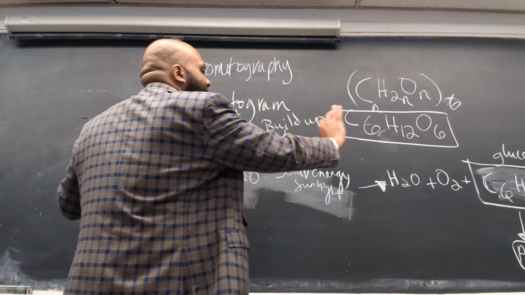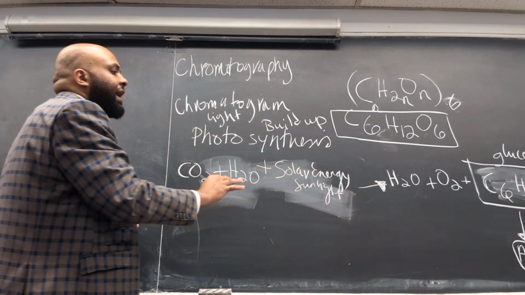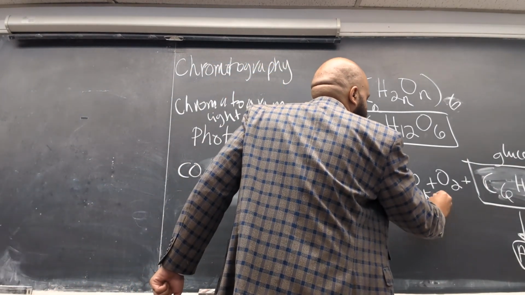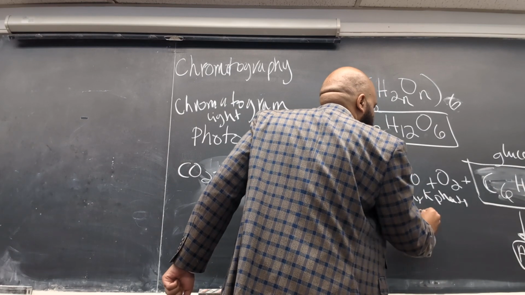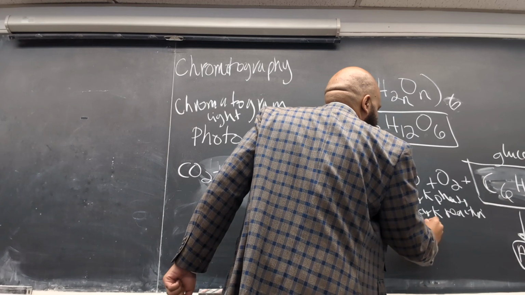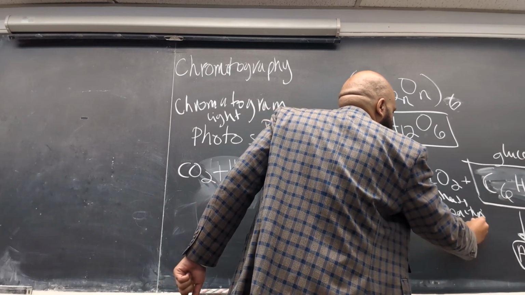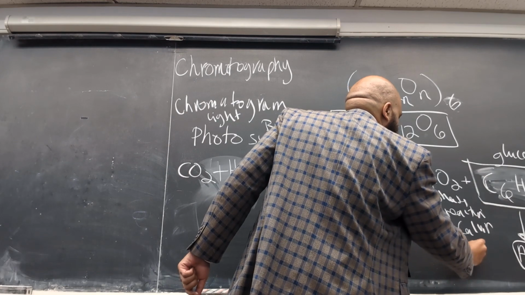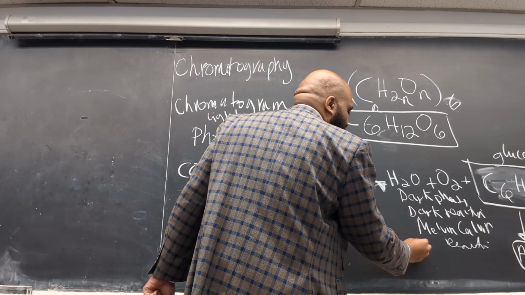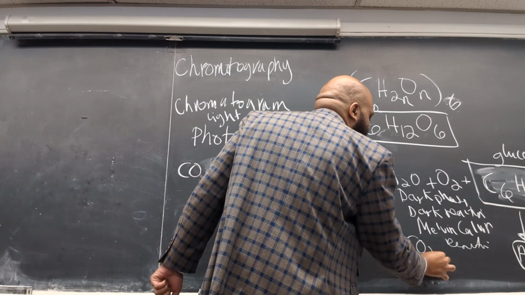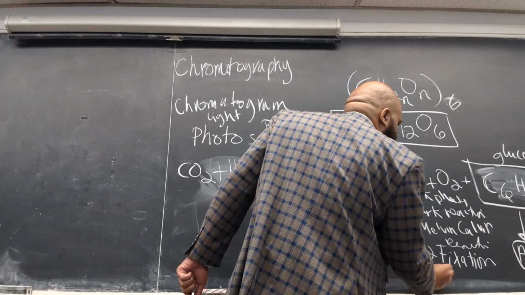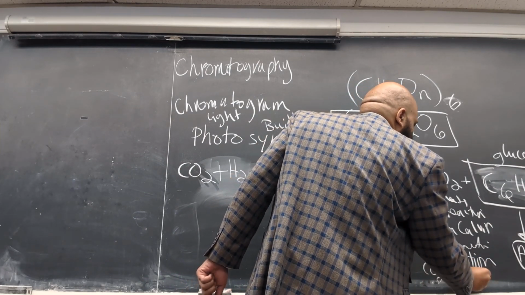Now back to our formula. This phase that happens is known as the dark phase, or dark reactions, also known as the Melvin-Calvin reactions. They are all concerned with the making of glucose, also known as carbon dioxide fixation. So we fix carbon dioxide into glucose.